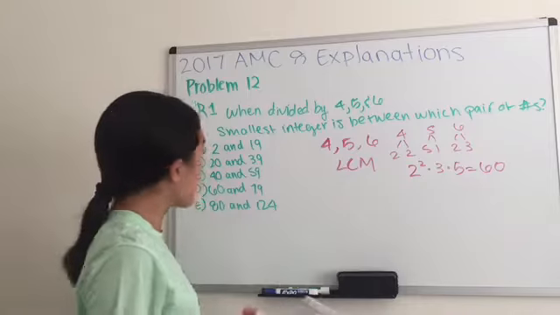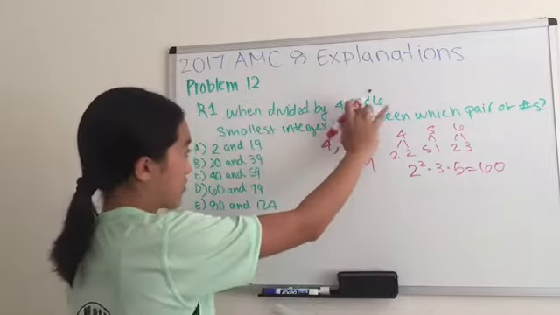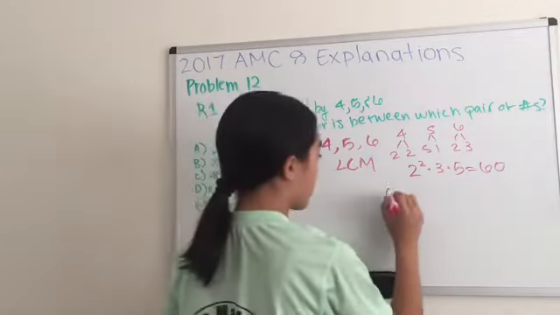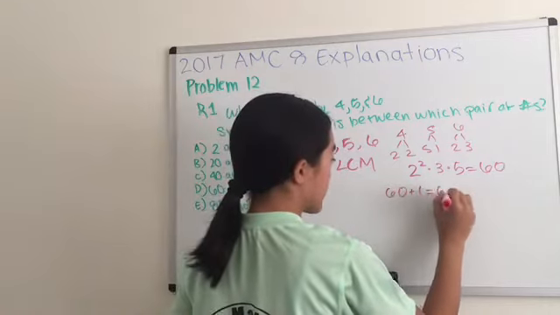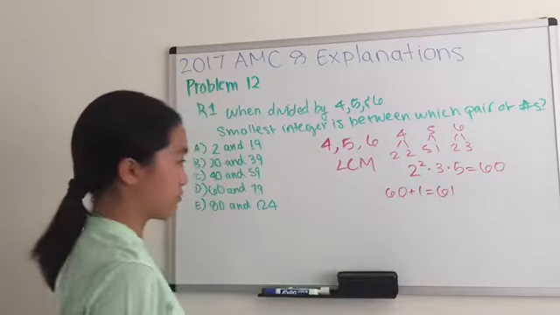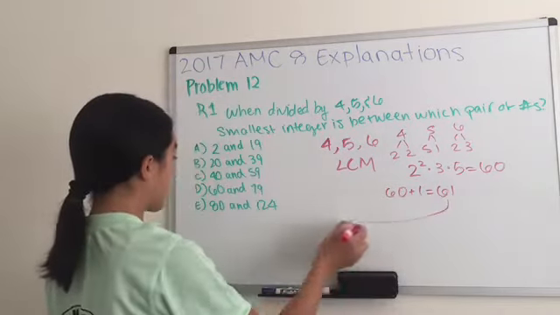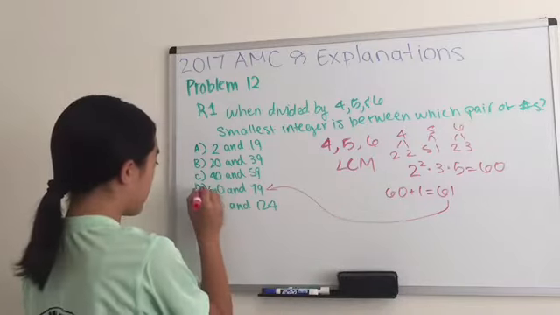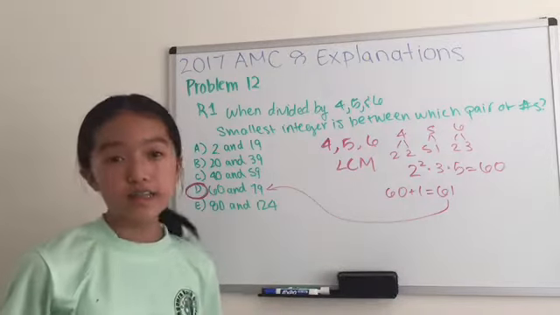Now, this number has a remainder of 1 when divided by these 3 numbers, which means we need to add 1 to 60, which makes it 61. So 61 is this number, and 61 goes in the range of 60 and 79, which makes our answer D.